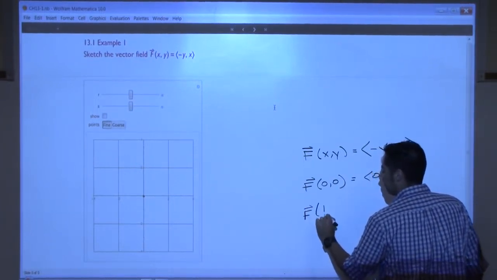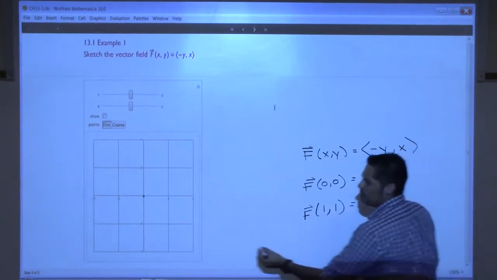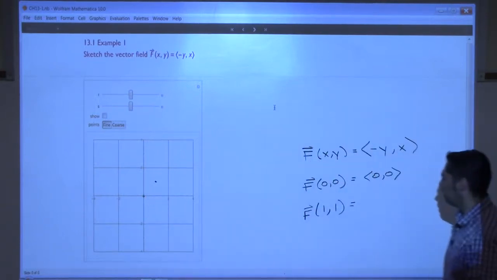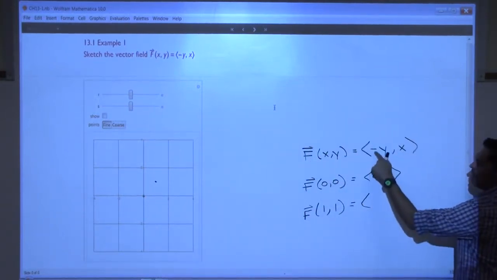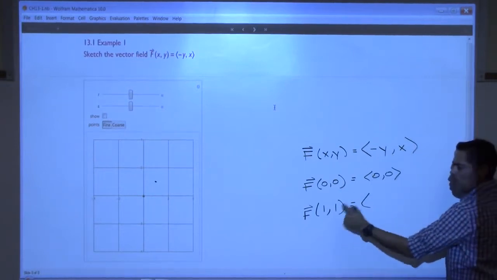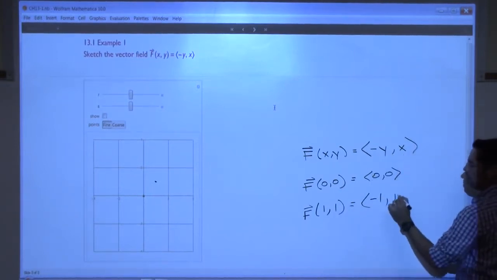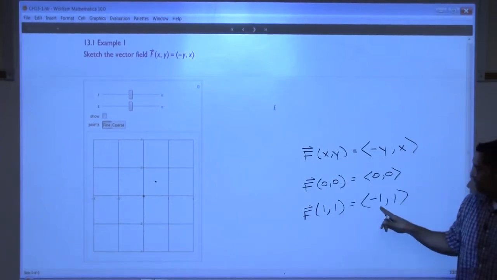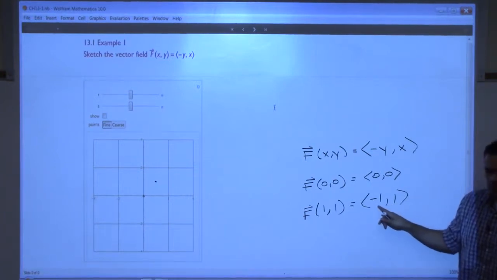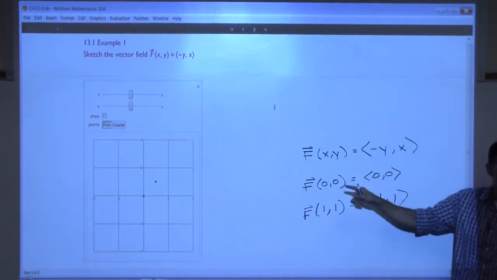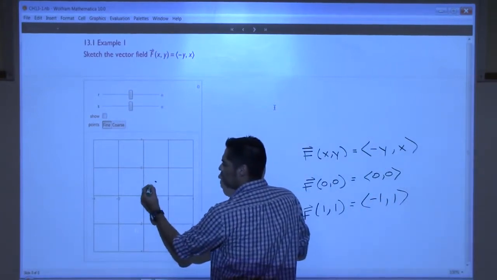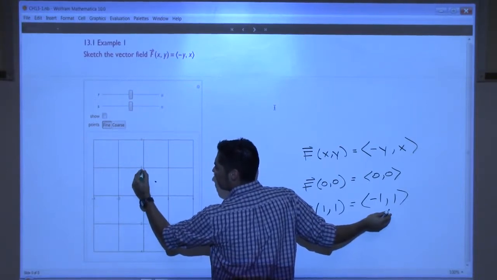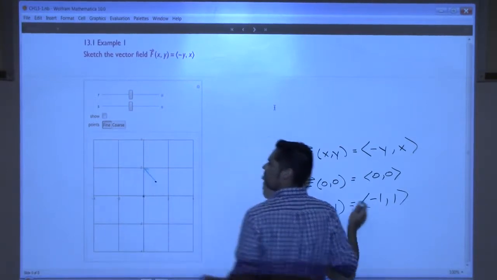Now let's go somewhere in this space. How about we go to 1, 1. So I'm going to move out to the right 1, up 1, to that point. What vector is there? Negative y, which would be negative 1, and then 1. So that would be a vector. From that point, I go left 1, up 1, sorry, thank you. Left 1, up 1 would be here, so I'd have a vector like this. Understand?